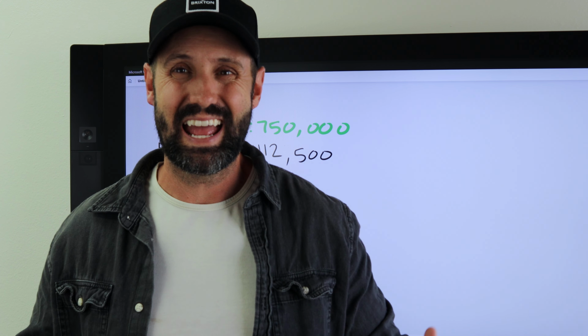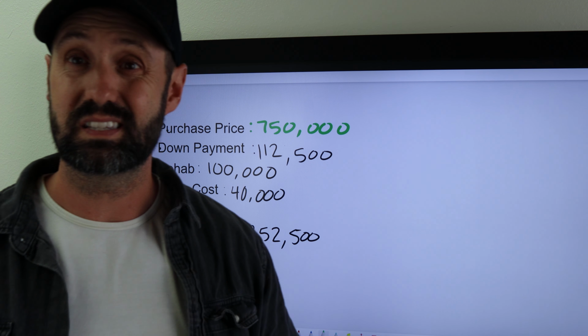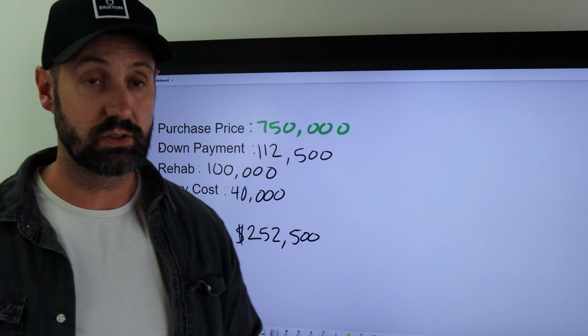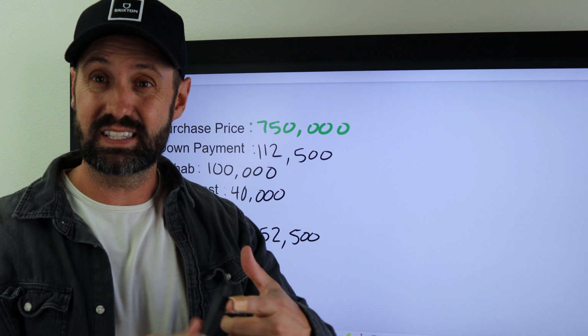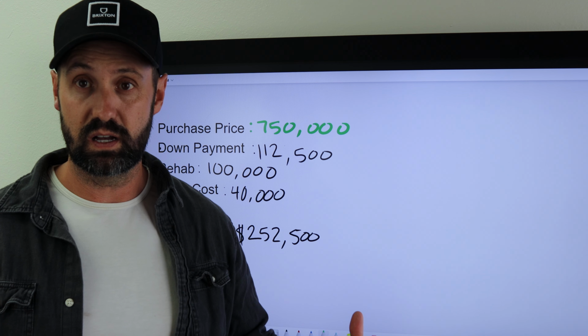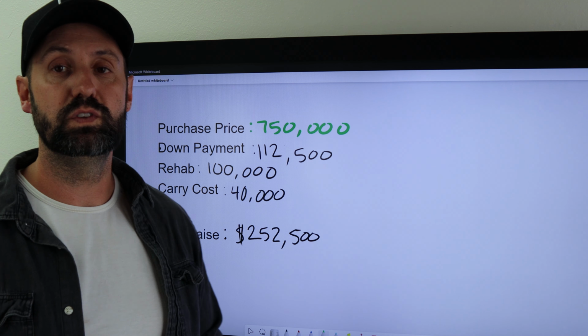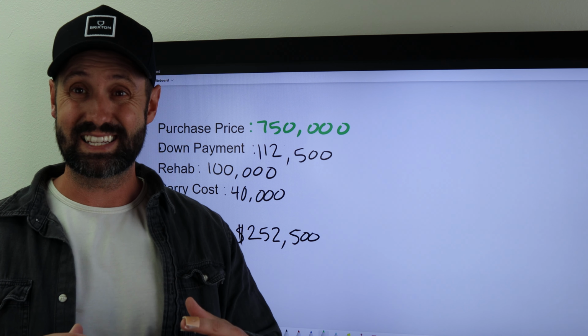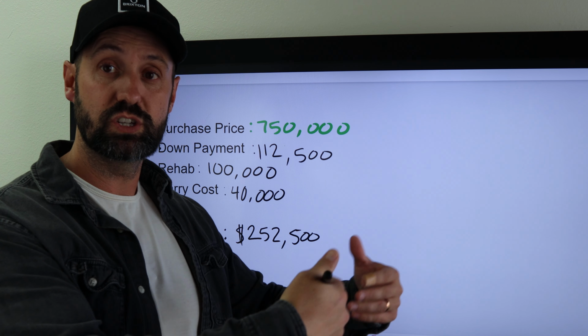Then we look at the rehab cost of $100,000. The carrying cost, so that's all of our mortgage, taxes, utilities along the way to keep that house moving, is $40,000. So if I combine all of those things, down payment, rehab, carrying cost, I'm looking at a total raise of the money essentially that we need to flip that house of $252,000.